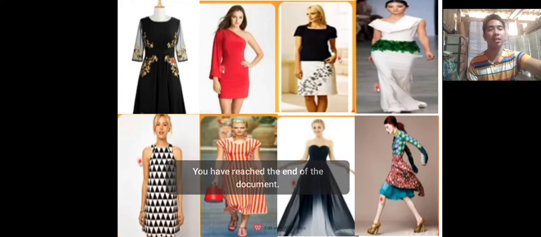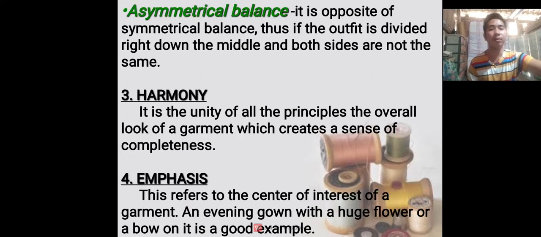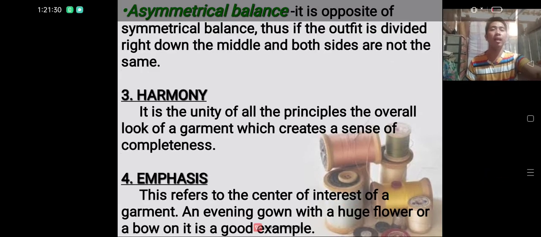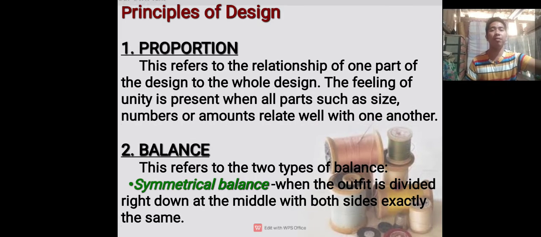The next principle is balance. So there are two types of balance: the symmetrical balance and asymmetrical balance. So let me define first the symmetrical balance. When the outfit is divided right down at the middle with both sides exactly the same. So sabi, magkapareho ang magkabilang dulo ng garment or any kinds of garment like dress or etc.